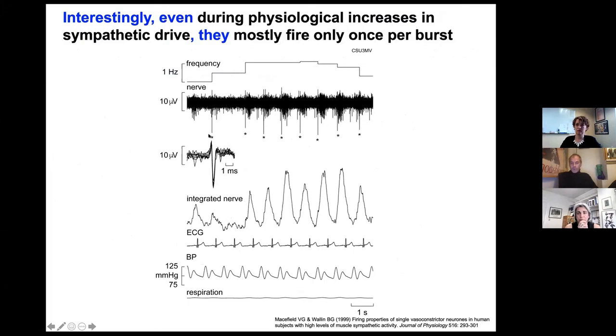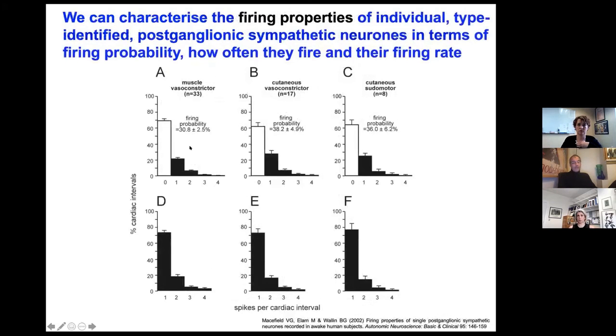Importantly, individual neurons, shown superimposed here, they just putter away, firing mostly once per burst. This is a common feature. In fact, we see it for muscle vasoconstrictor neurons, cutaneous vasoconstrictor neurons, and pseudomotor neurons. What this shows here is the number of times that a given neuron does not fire, so 0 spikes, fires once, twice, 3 times, or 4 times within a cardiac interval.